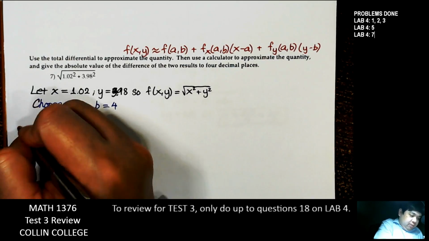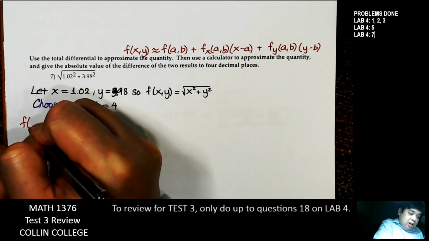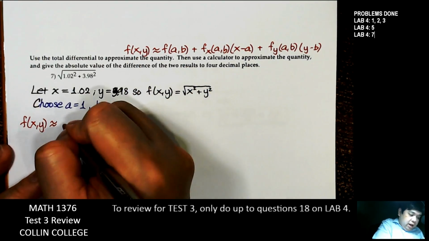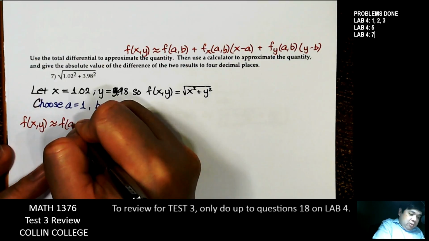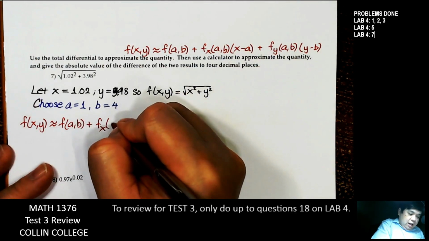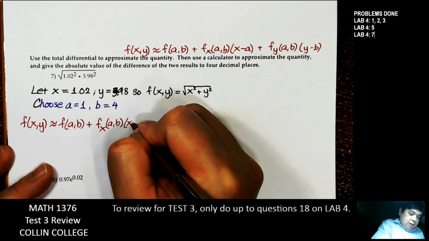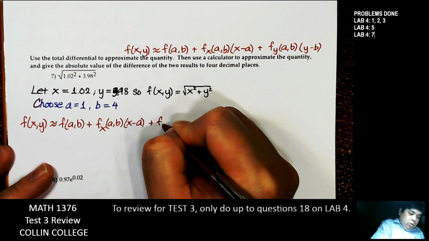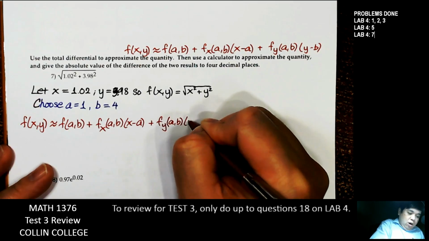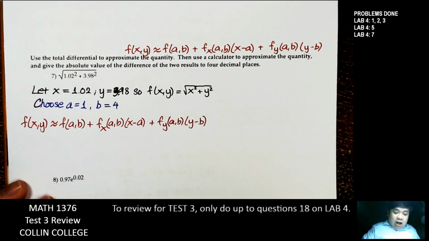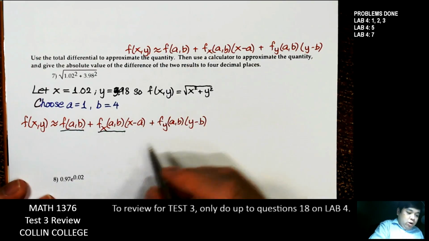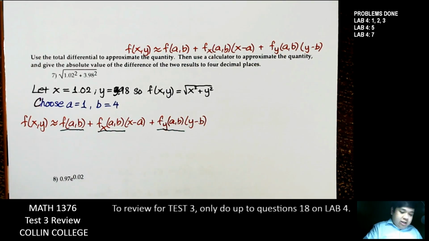Right, anyway, so the approximation, write that again. Approximate value would be the value at a,b plus derivative with respect to x at a,b times x minus a, plus derivative with respect to y at a,b times y minus b. Right. I just need to determine three things: the value of the function, derivative with respect to x, derivative with respect to y.